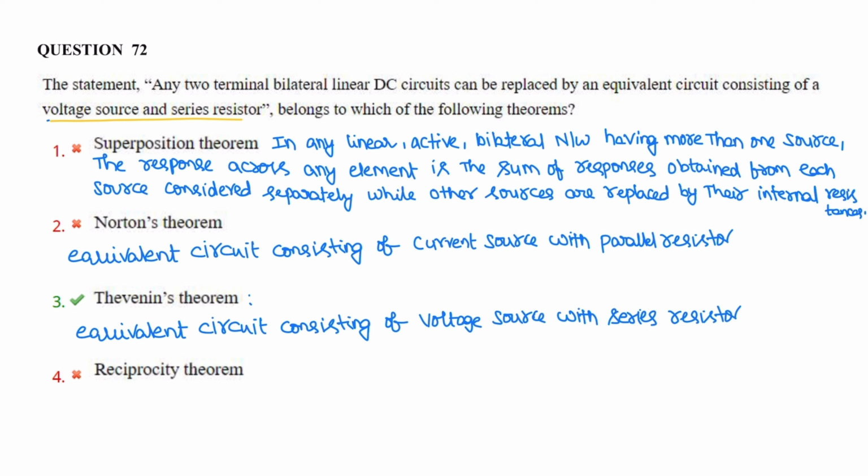That is, ideal current sources are open circuited and ideal voltage sources are short circuited. This superposition theorem is not applicable for calculating the power responses.